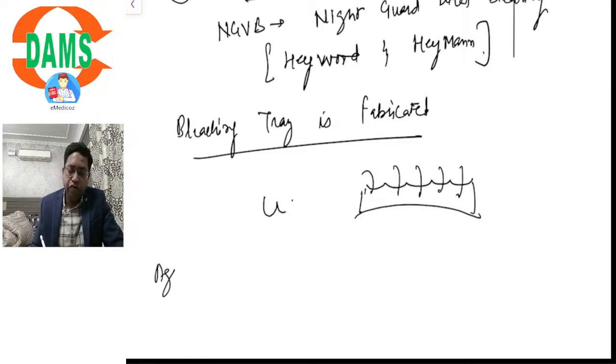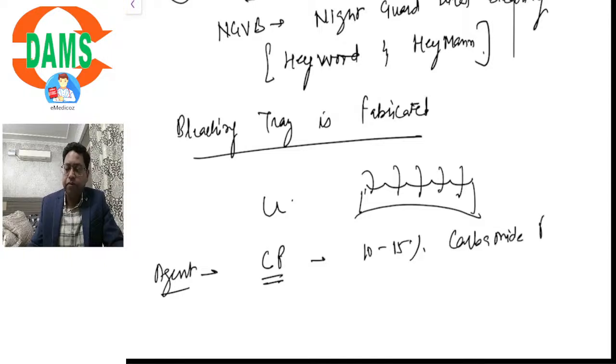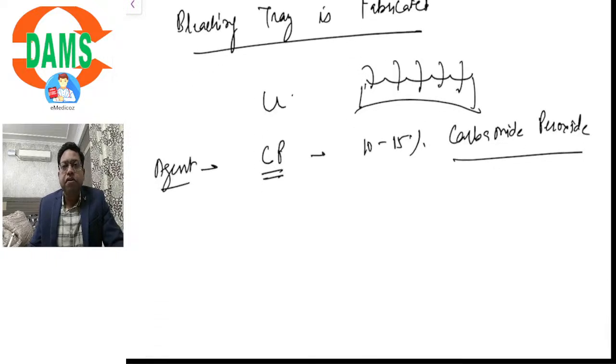Now, what is the agent over here? Since it is a home applied method of vital bleaching, we cannot use superoxol, which is very concentrated. The agent used here is carbamide peroxide, that is 10 to 15% carbamide peroxide. So different bleaching mechanisms require different agents. Here the bleaching agent is carbamide peroxide in the form of a gel that is applied in the desired amount, and the patient wears the tray with the bleaching agent. So this is basically night guard vital bleaching.